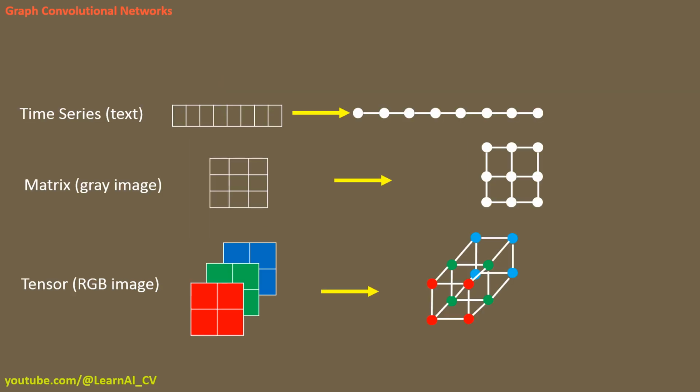Data from real-world applications have very diverse forms, from sequence and time series to matrix and tensor. Other types of data can be transformed into the form of graphs.